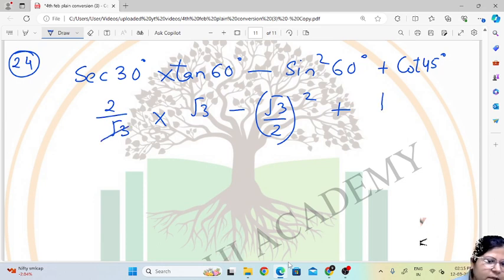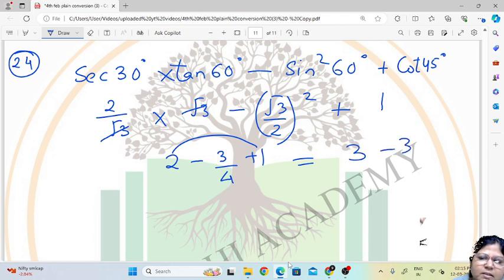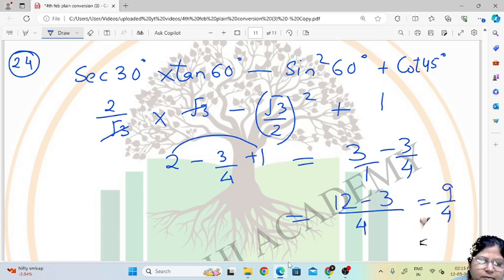Okay, when you multiply you can cancel with these two. That is 2 minus root 3 square. So root 3 square is how much? 3. Minus 2 square is 4. Plus 1. So 2 plus 1 we can solve as 3 minus 3 upon 4. When you do the LCM, 4 3s are 12 minus 3, that is 9 upon 4 is the answer.